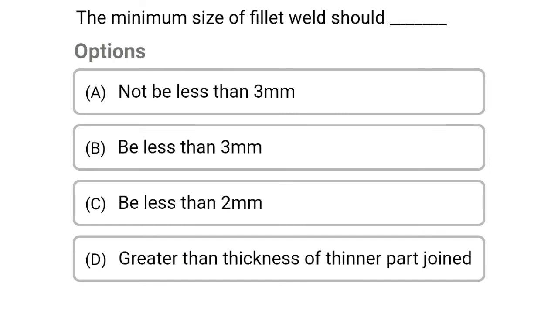So next question, the minimum size of fillet weld should option A not be less than 3 mm, option B not less than 3 mm, option C not less than 2 mm, option D greater than thickness of the thinner joint. So the correct answer is option A not be less than 3 mm.